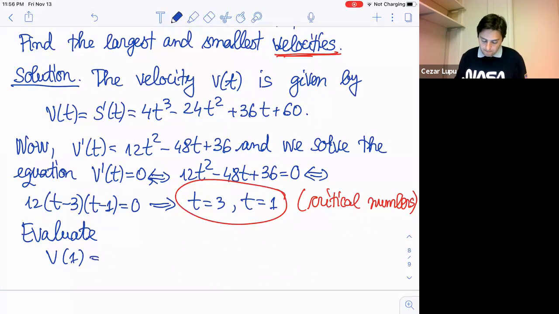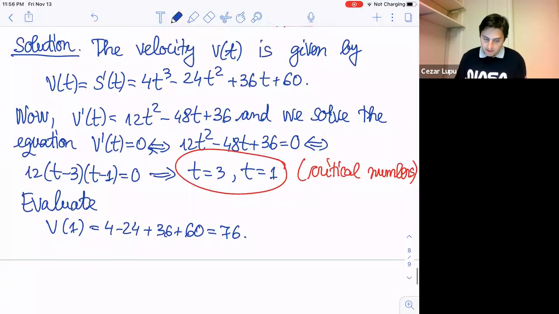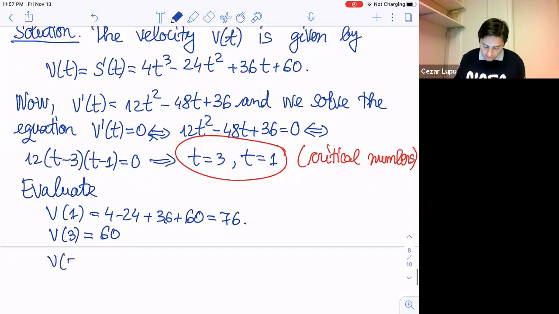So we would like to evaluate v of 1, v of 3, and v of 5. So v of 1 will be 4 minus 24 plus 36 plus 60, which will be 76. All right. Then v of 3. I don't want to do the computation, so this will be 60. I'll leave it to you as an exercise to figure it out. And then v of 5 will be just 140.